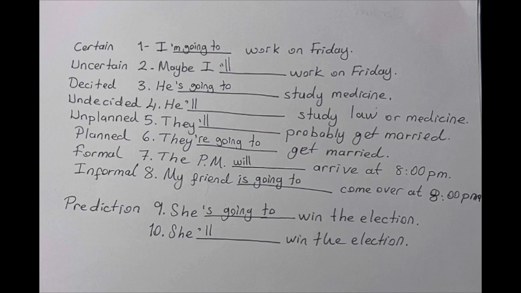Now, number 9 and number 10 are both predictions. So, what happens there? Do you remember? So, with predictions, we could say either one. Number 9. She blank win the election. She is going to win the election. Number 10. She blank win the election. She'll win the election.